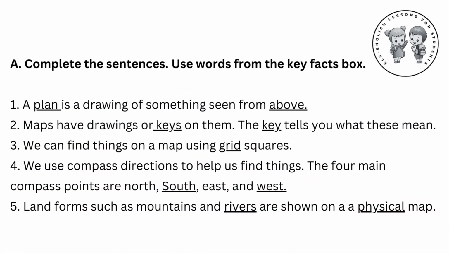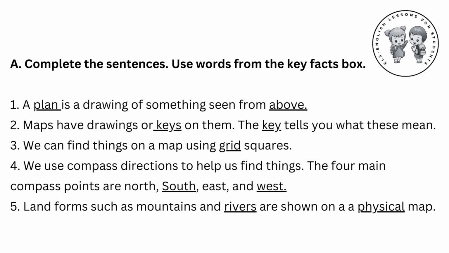A. Complete the sentences. Use words from the key facts box. 1. A plan is a drawing of something seen from above. 2. Maps have drawings or keys on them. The key tells you what these mean. 3. We can find things on a map using grid squares.